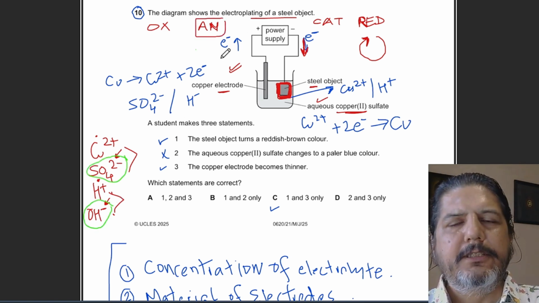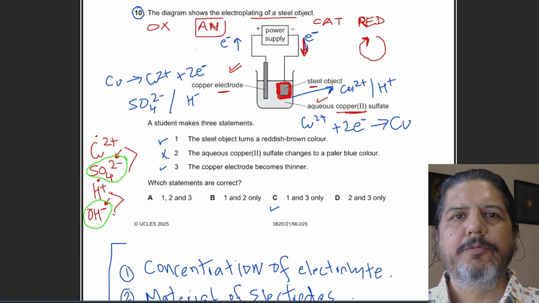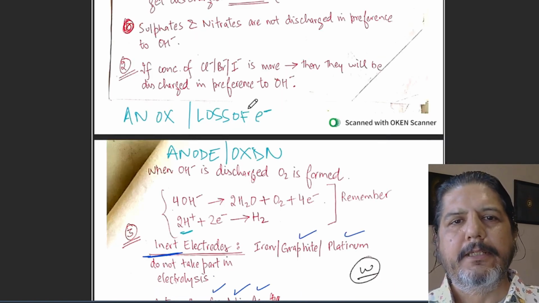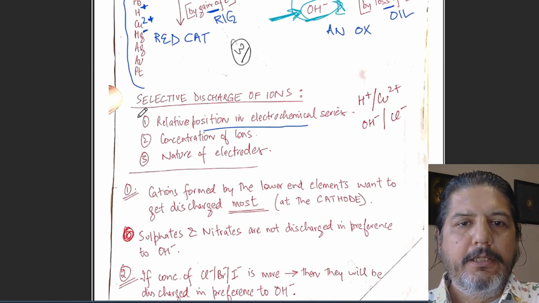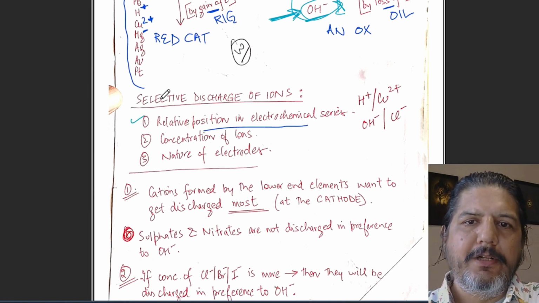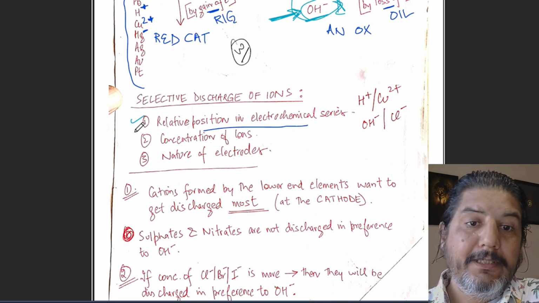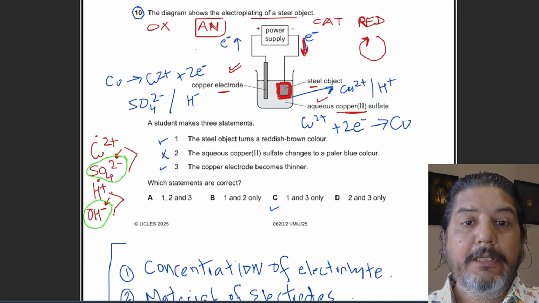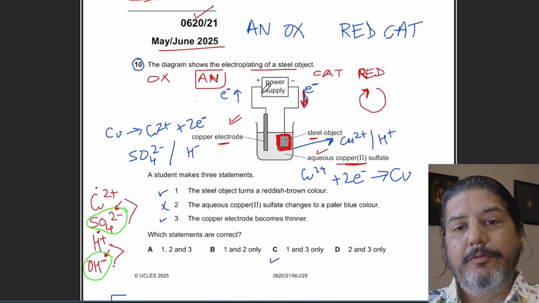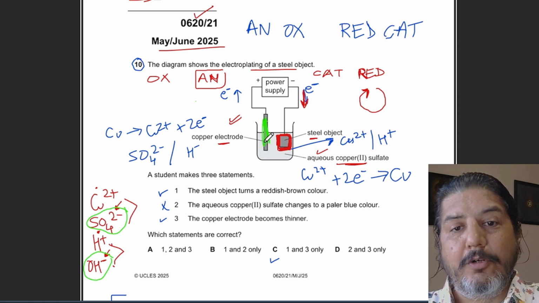But there is one important thing that you need to understand. This is what we were discussing previously also, that there is a selective discharge of ions. Of course, there is a factor of relative position in the electrochemical series, so which ions get discharged. But then there is something called nature of electrodes also. It depends upon the nature of electrodes also. If you look closely, what we have here is a condition where this electrode itself is copper.